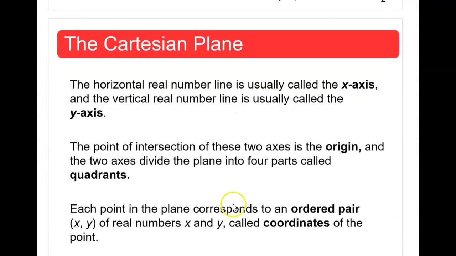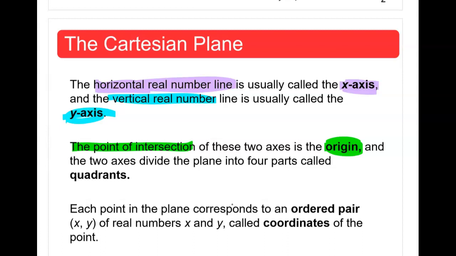So as we already saw in the drawing, the horizontal axis, or the horizontal real number line, is what we refer to as the x-axis. And of course, we have here vertical, that will be the y-axis. Also, I forgot to mention the point of intersection of the two axes is called the origin. And that's the point 0, 0, which is located at the origin.